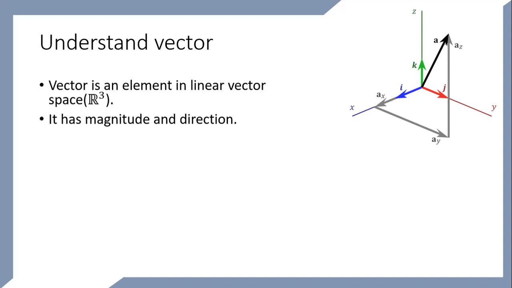So to talk about a vector, primarily we need to have a linear vector space, and a vector is defined in a vector space. And definitely it has a magnitude as well as direction, and it can be represented as a linear combination of the basis vectors of that particular vector space.